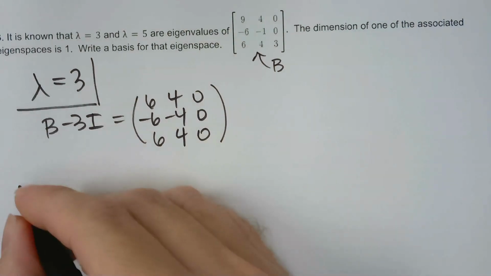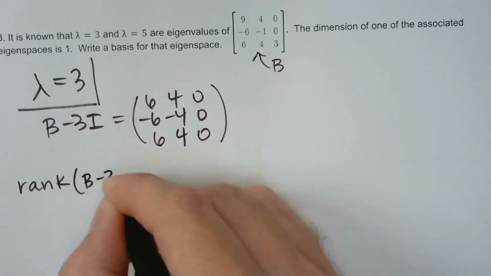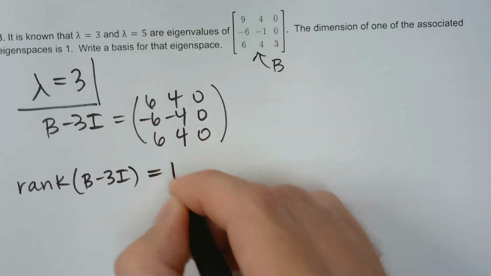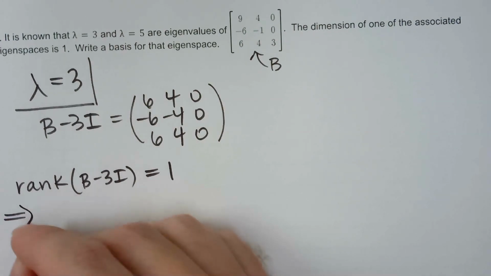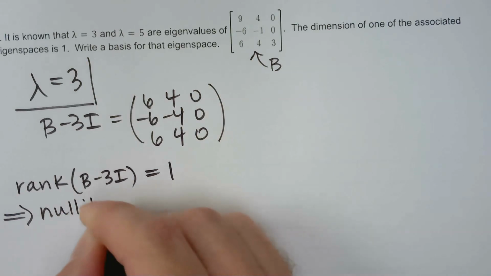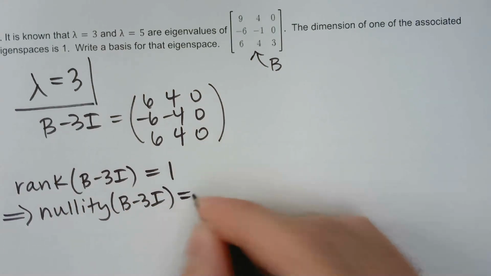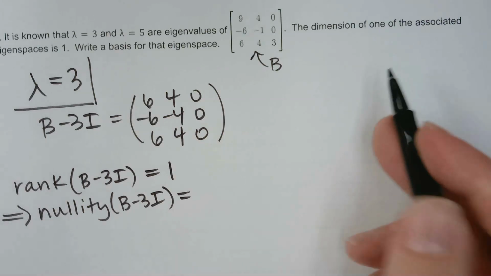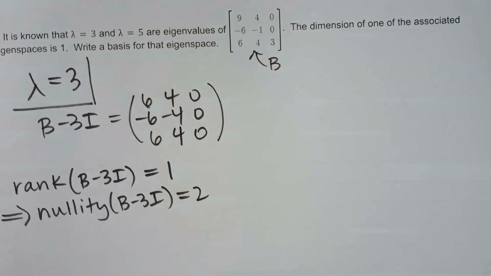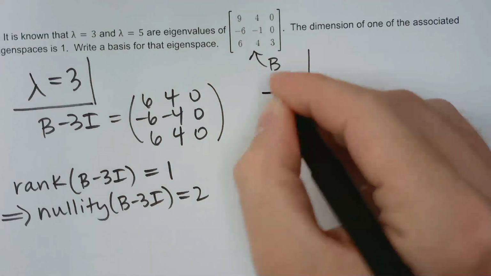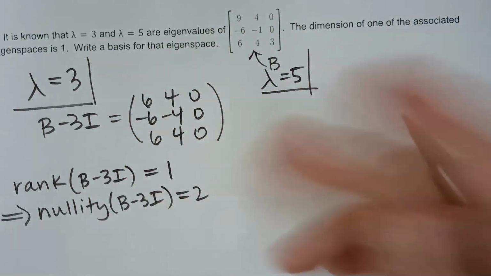I would point out that the rank of B minus 3I is equal to 1, because there's only one unique row in here. That means that the nullity of B minus 3I, which is the geometric multiplicity, or the dimension of the associated eigenspace, is going to be 3 minus 1, which is 2. Okay, so that one's out. It's got to be lambda equals 5. It's got dimension 1, and then we're going to write a basis for that.